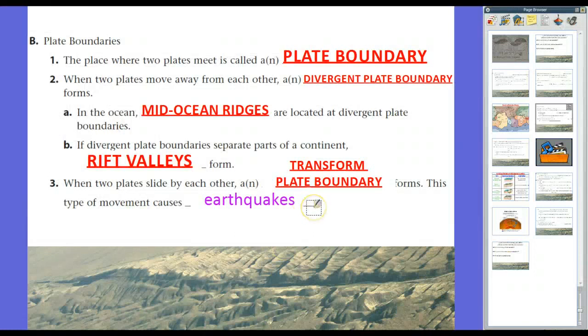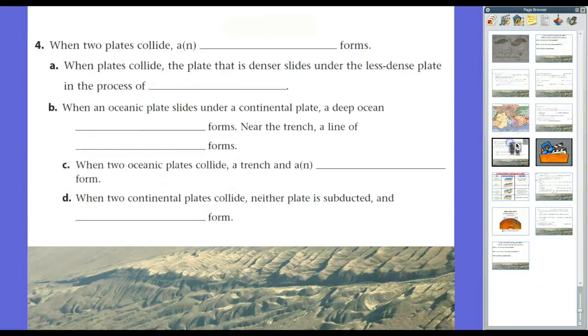Okay, so transform plate boundaries, you'll see a lot of earthquakes. Divergent plate boundaries, you'll sometimes see earthquakes, but oftentimes you'll see volcanic activity, which if you saw in Africa, they had several volcanoes there. Okay, so let's talk about the other type of plate boundary.